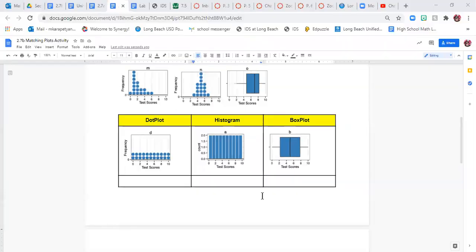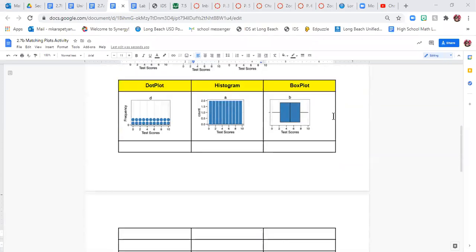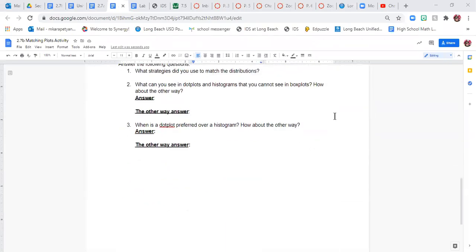Okay. So as I said, you guys are going to be spending the rest of the class time working on 2.7b, our matching plots activity. What you do not finish in class is homework.